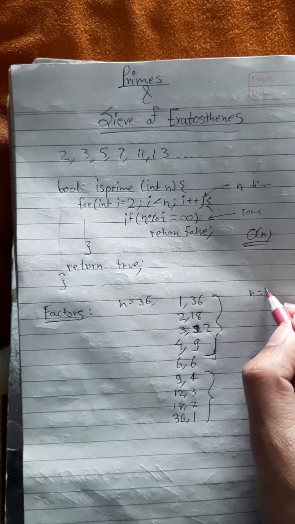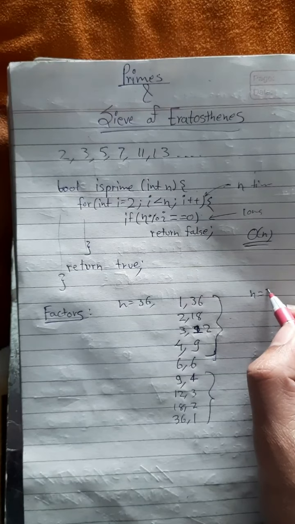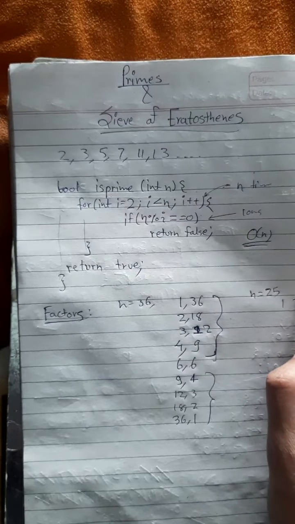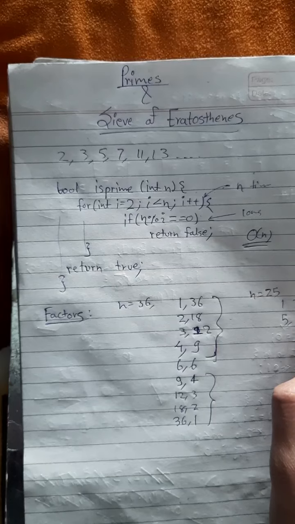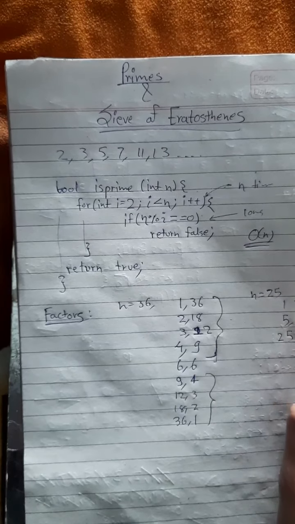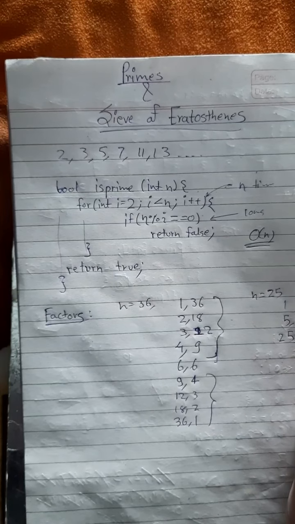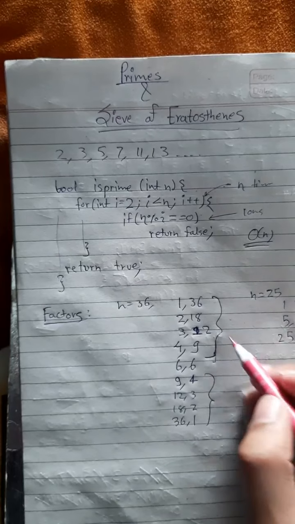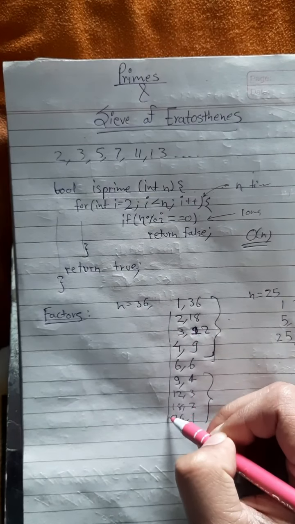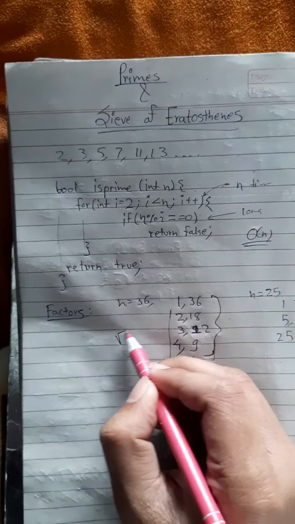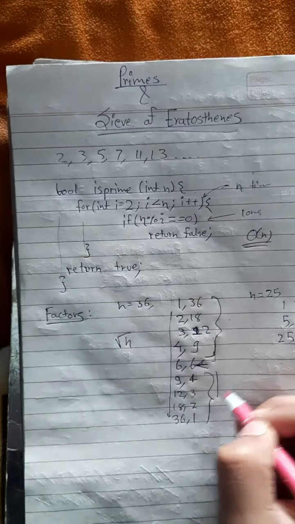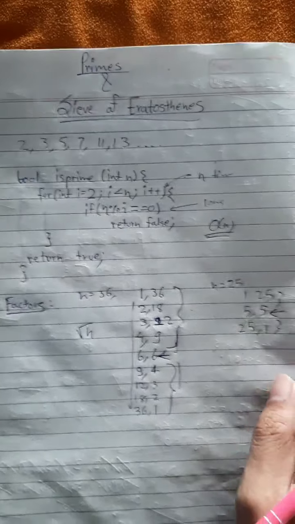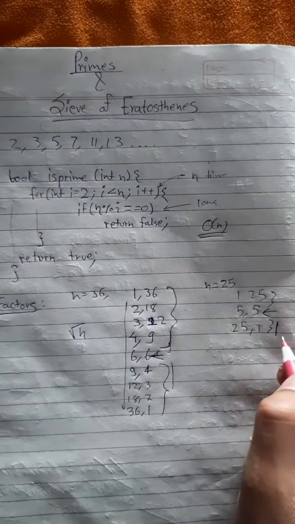For example, consider another number, 25. So 1 and 25, it's not divisible by 2 or 3, and it is divisible by 5 and 5, and then 25 and 1. So this pattern is getting repeated. So we don't necessarily have to check till n minus 1. We can just check till root n, because after 6 we know that the pattern will repeat, and after 5 we know that the pattern will repeat.